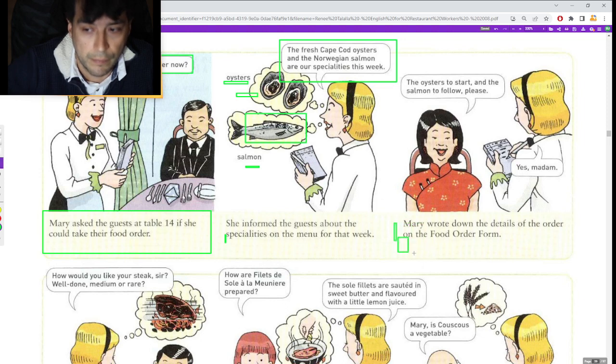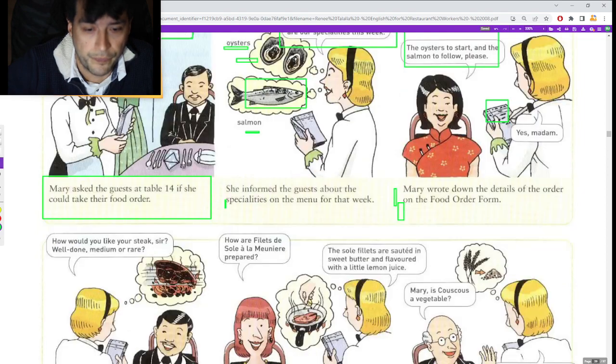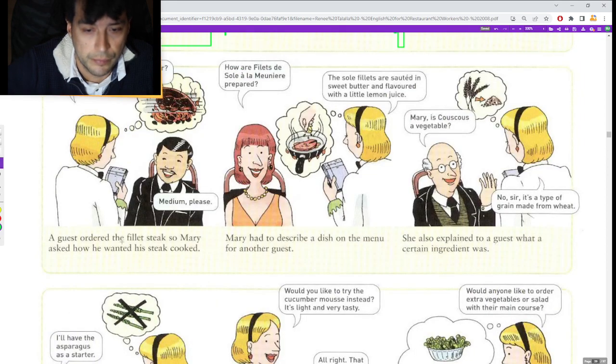Mary wrote down the details of the order on the food order form. The oysters to start and the salmon to follow, please. Yes, madam. A guest ordered the filet steak, so Mary asked how he wanted his steak cooked. How would you like your steak, sir? Well done, medium or rare? Medium, please. Mary had to describe a dish on the menu for another guest.